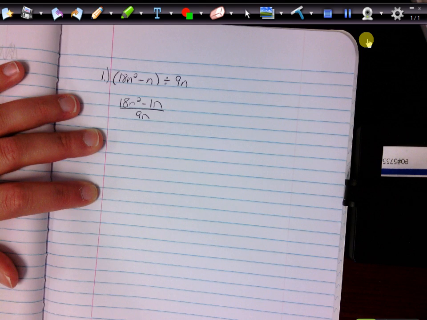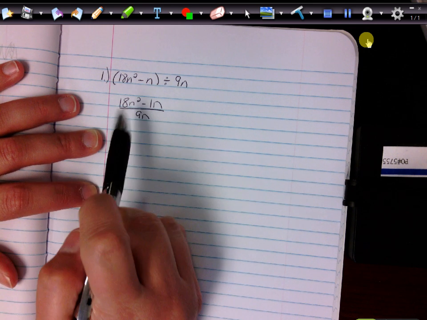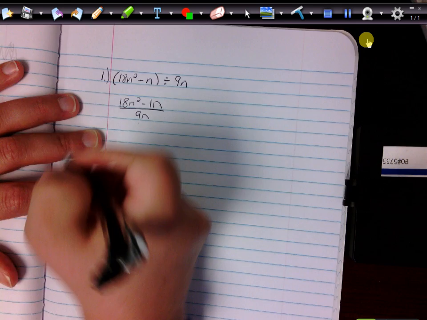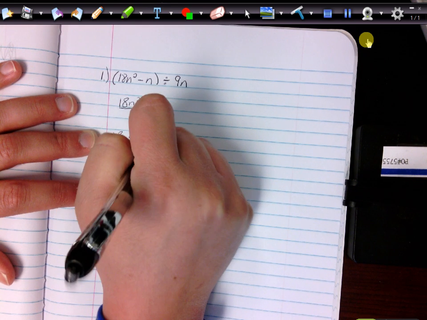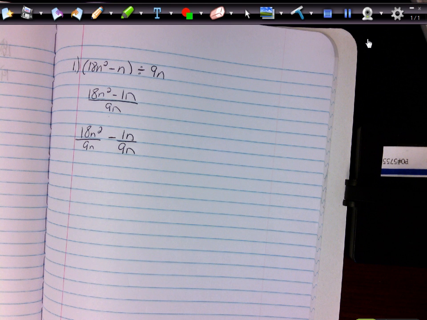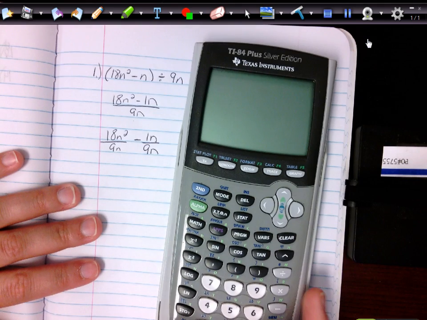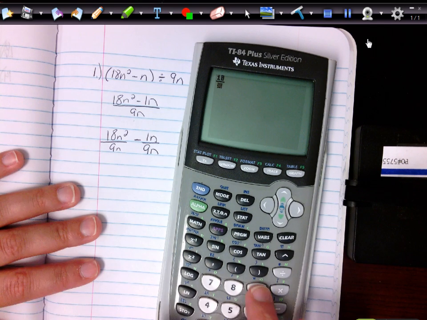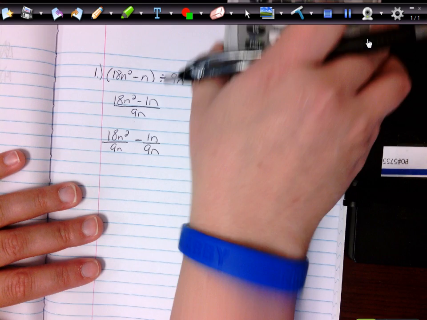Now, anytime you have a polynomial, meaning more than one term, divided by a monomial, which is just one term, you're actually going to split this up and divide each thing in your numerator by your monomial in your denominator. So we're going to split this up and say 18n squared divided by 9n minus 1n over 9n. Now I just need to see if I can reduce these fractions that I've made. So in my calculator, I'm going to do 18 over 9. I'm going to hit my alpha y equals to get my fraction and say 18 over 9, just the way I have here. And I get 2, or 2 over 1.